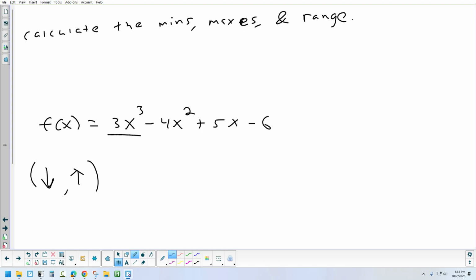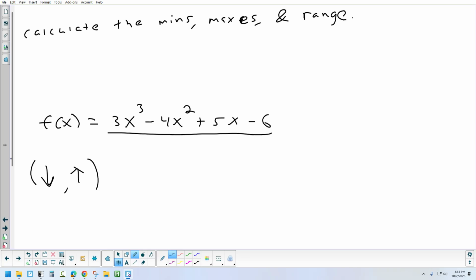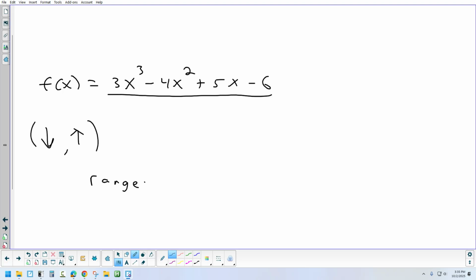And what kind of function is that? It's continuous because it's a polynomial, and all polynomials are continuous. So it's a continuous function that goes down on one side and up on the other. So what does that tell you about the range? It's infinity to negative infinity. Right, the range is all real numbers. So for that, we don't even need the calculator. For the mins and maxes, we do.